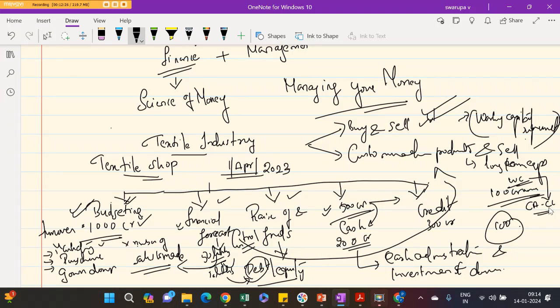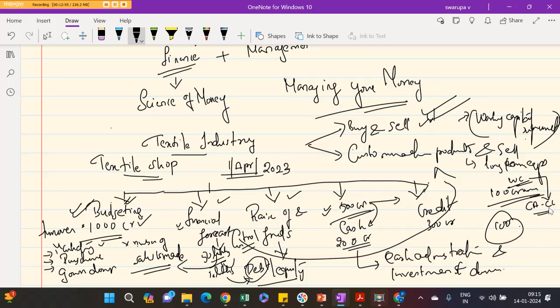In case of a textile industry, I will be having 100 shopkeepers in the shop. Textile shop we are taking, so I'll have 100 shopkeepers in the shop. For the shopkeepers, I am paying them daily wages. In that case, on a daily basis, I should have enough cash in my bank and hand put together to meet their daily wages.